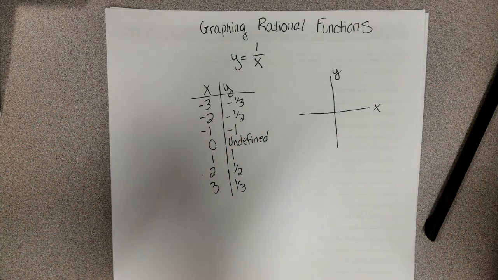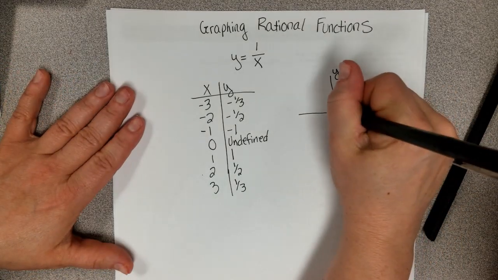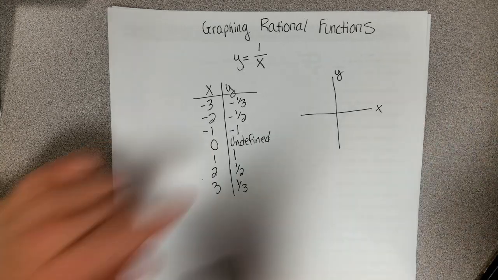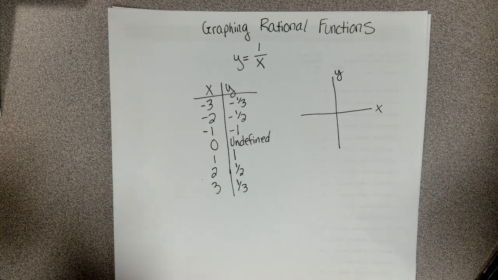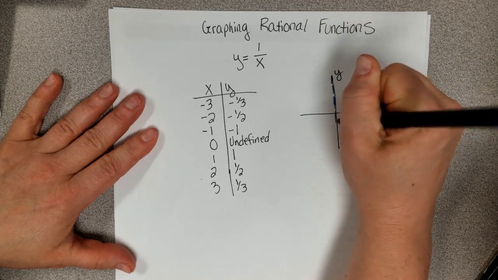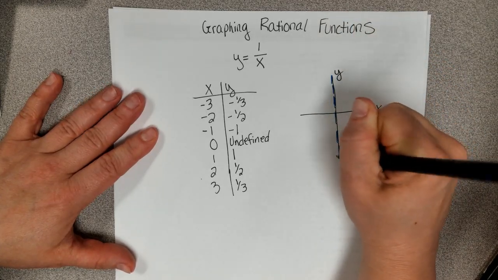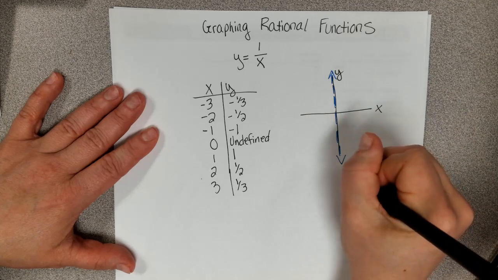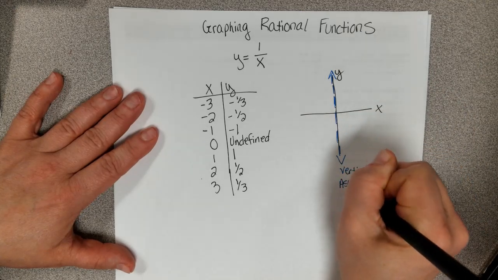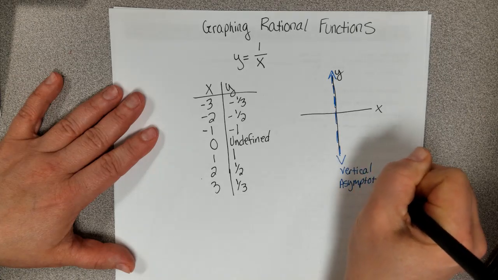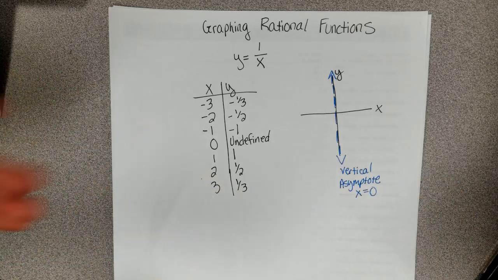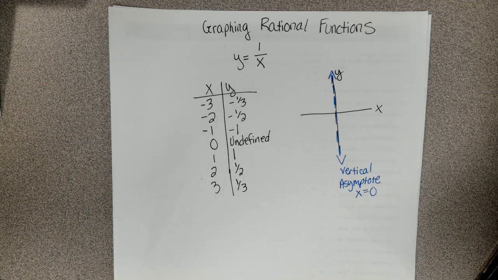If you have a grid, it's a lot easier. So right here where x equals 0, that's going to be undefined. So let's put an asymptote there so we don't accidentally use it. X equals 0 is going to be a vertical asymptote, right? Because that's anything that happens on the y-axis. So I'm going to have a vertical asymptote at the line x equals 0, because we can't divide by 0, so x equals 0 is going to be an asymptote.